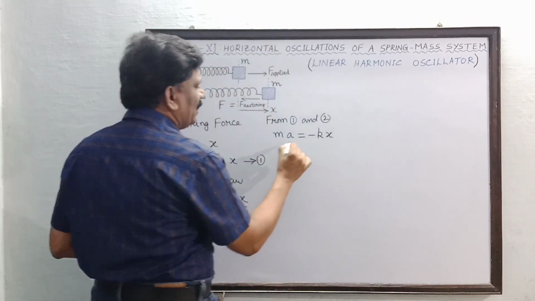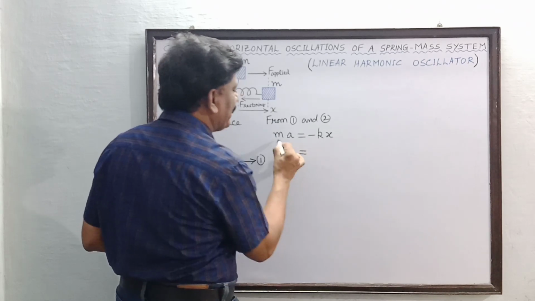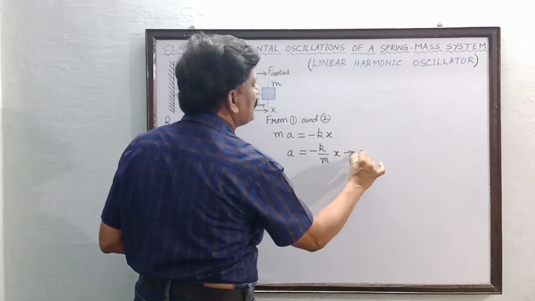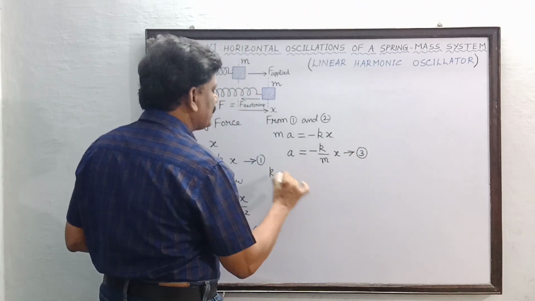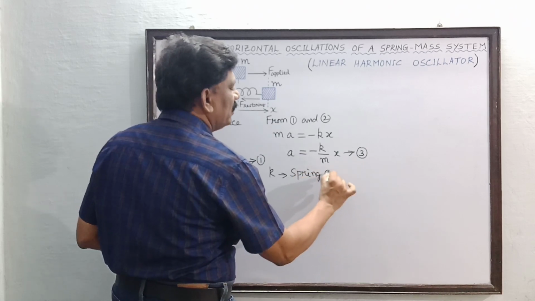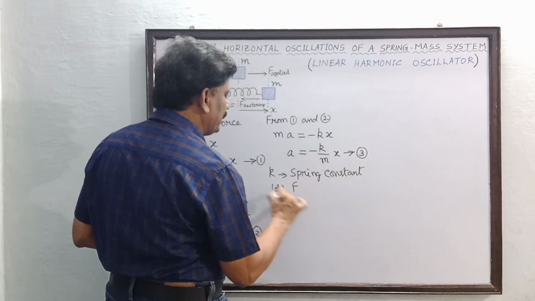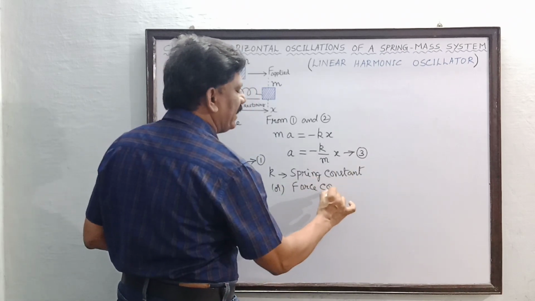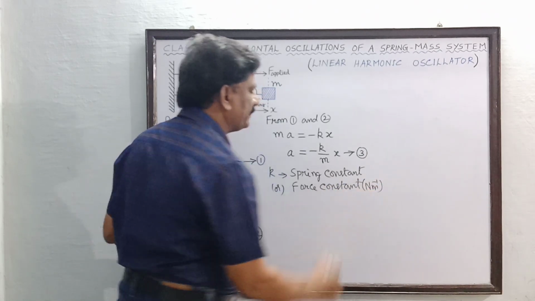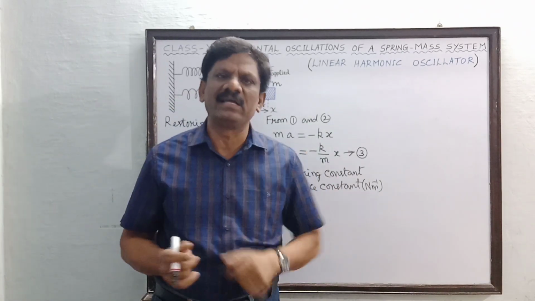So here I will write what k is just below the next equation. From this I will write acceleration is equal to minus k by m into x, and this is the third equation, where k is called the spring constant or force constant. It is an elastic constant and its unit is Newton per meter. Force constant is defined as force per unit displacement. We have studied this in the earlier videos.